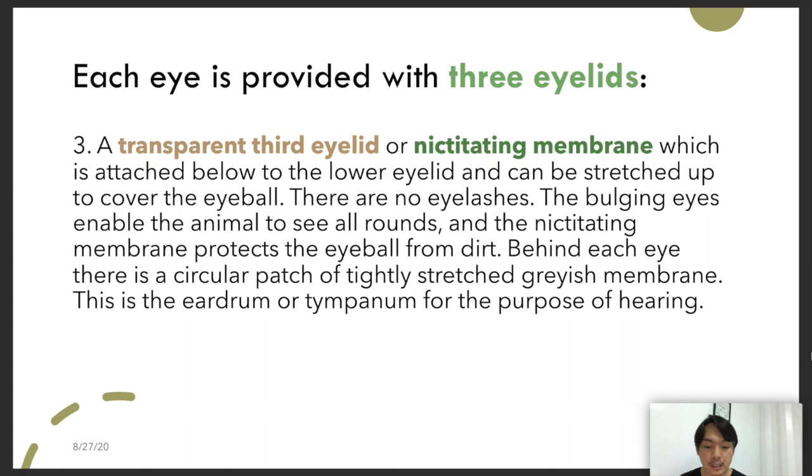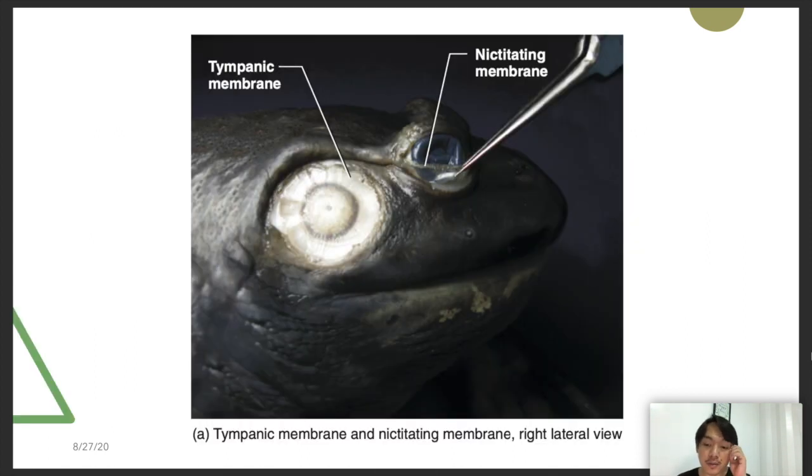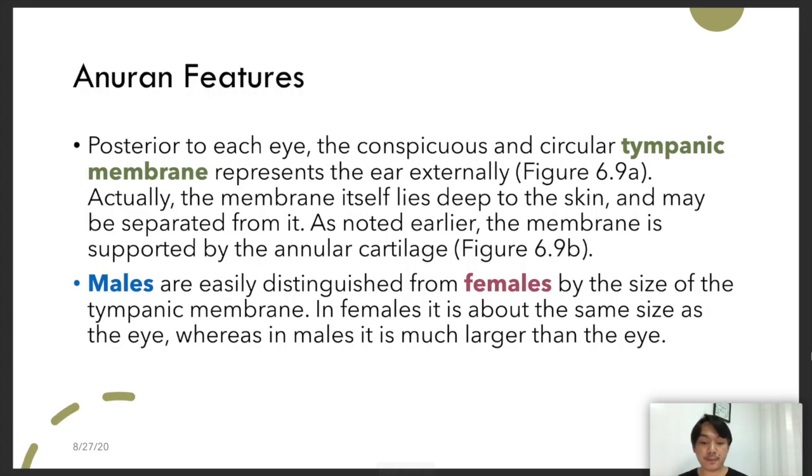So the tympanic membrane and the nictitating membrane in the right lateral view. Try to see it in this photo. So posterior to each eye is the conspicuous and circular tympanic membrane, which represents the ear externally. Actually, the membrane itself lies deep to the skin and may be separated from it. As noted earlier, the membrane is supported by the annular cartilage, a connective tissue.